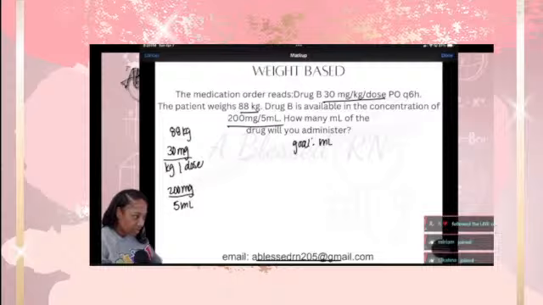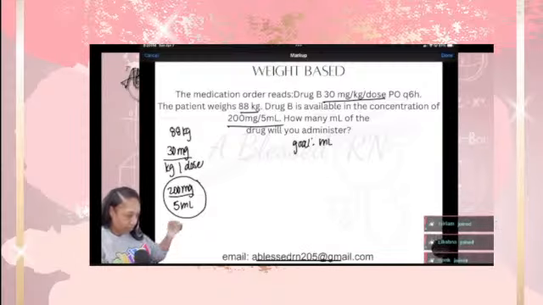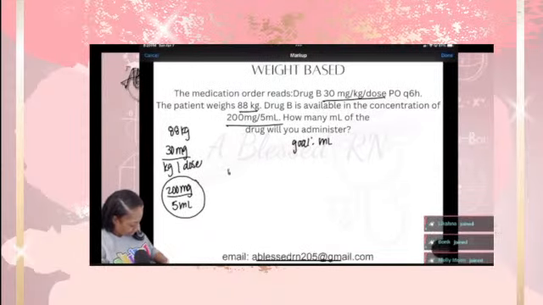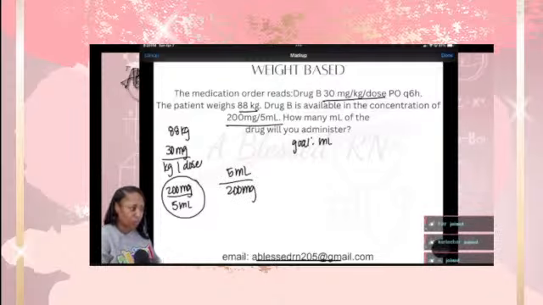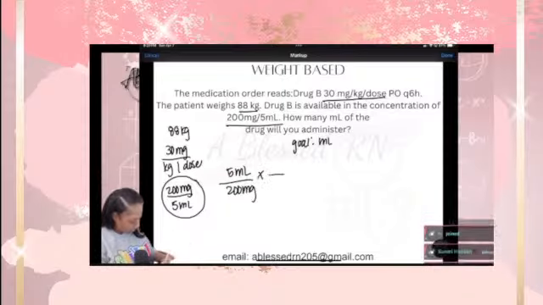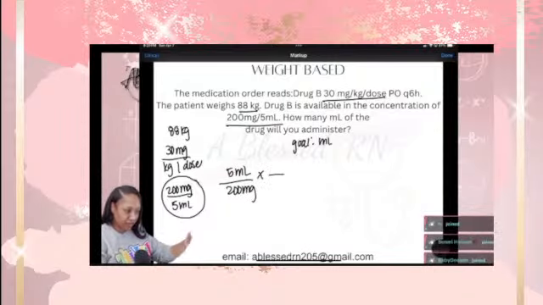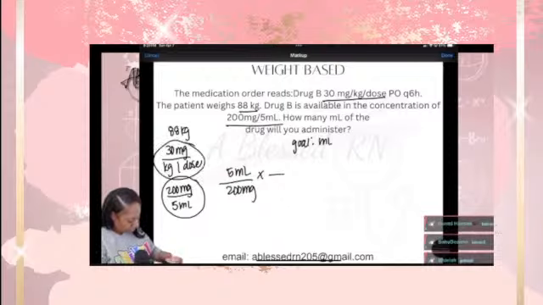If we are looking for milliliters, we're going to start with milliliters, okay? So we'll take this puzzle piece and we'll flip it: 5 mLs over 200 milligrams. If you're lost on where to start when you do dimensional analysis, start with what it is that you're looking for, okay? So then we have milligrams at the bottom. We need milligrams at the top. We'll use this puzzle piece.